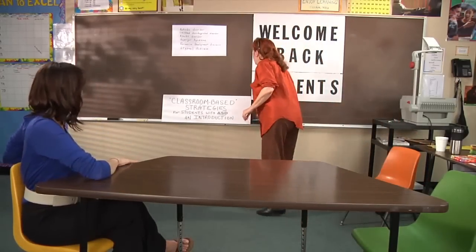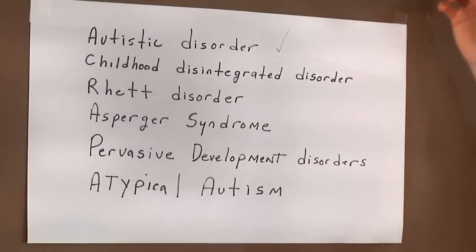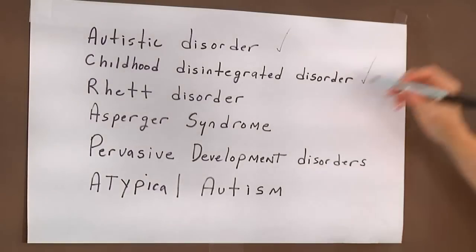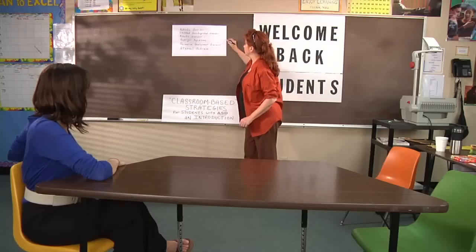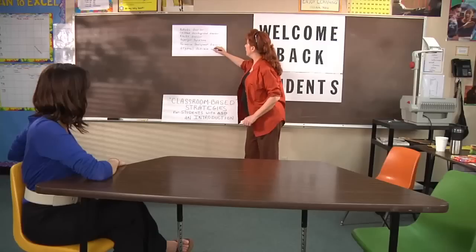Right. ASD is used to refer to the broad range of subtypes and levels of severity that fall within the spectrum of autism and pervasive developmental disorders. Autistic disorder, childhood disintegrative disorder, Rett disorder, Asperger syndrome, pervasive developmental disorders, and atypical autism. I had no idea there were so many categories. That's not all. There are other forms of autism and pervasive developmental disorders on the spectrum, but these are the primary subgroups.